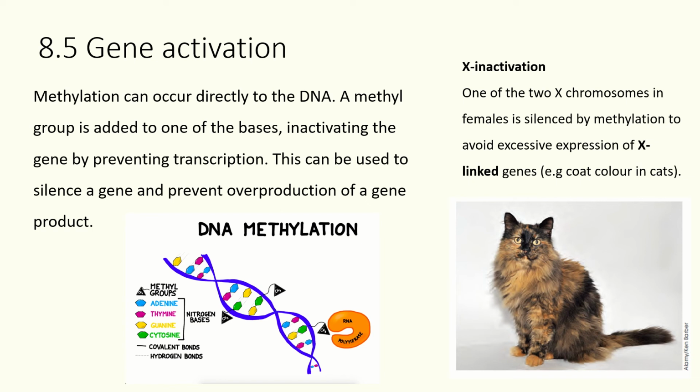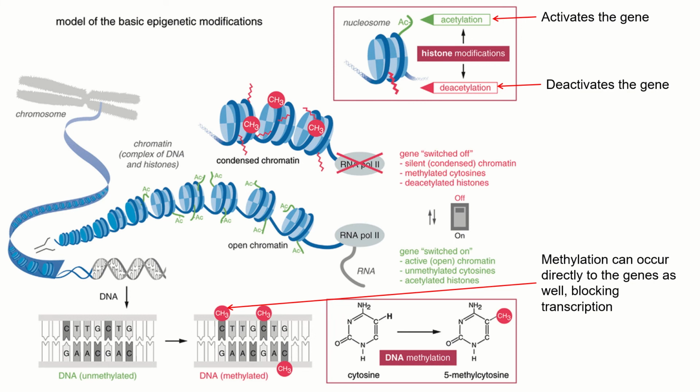Long story short, we can have that methylation causing gene inactivation, which means transcription doesn't occur. It can be a good thing or a bad thing. It can be used to silence a gene that doesn't need to be used, or to prevent overproduction of a particular gene if we don't want too much of whatever the gene product is. Just to show you a further example here: acetylation activating the gene, and deacetylation, also known as methylation, deactivates the gene.